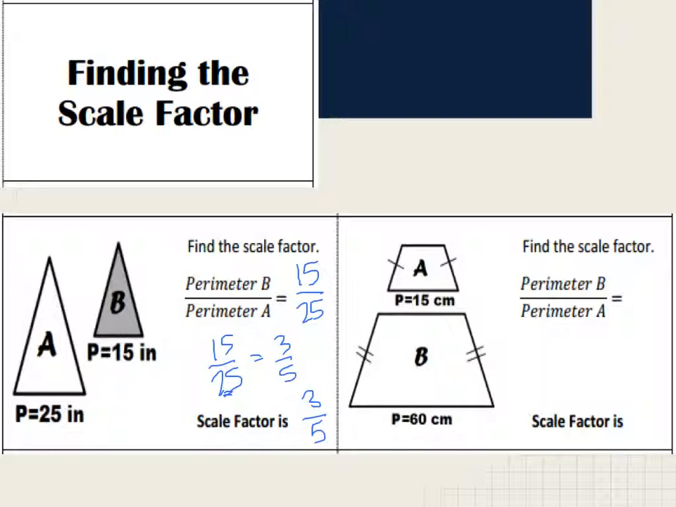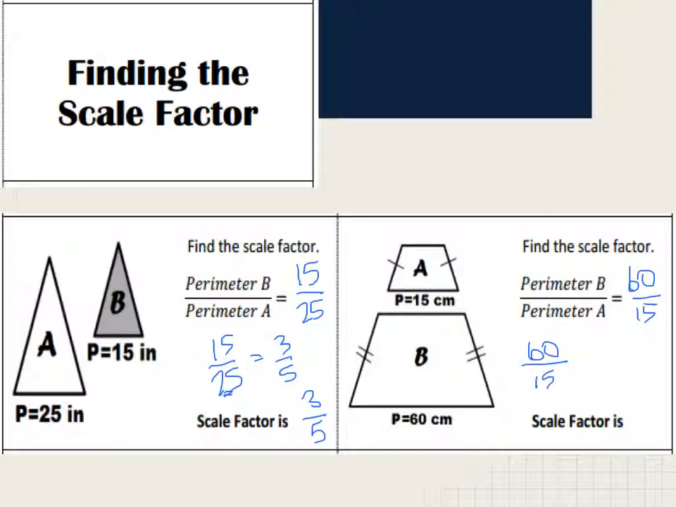On the trapezoids to the right, we have figure A and figure B. A is the original and B is the image, so this time it's getting larger. It is dilating and getting to a larger figure. That means our scale factor has to be greater than 1. If the perimeter of figure B is 60 and figure A has a perimeter of 15, our scale factor is the ratio of 60 to 15.